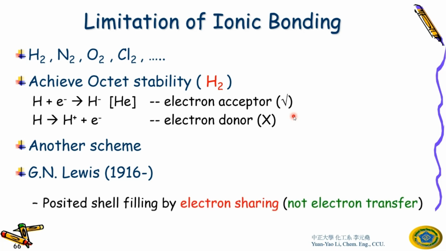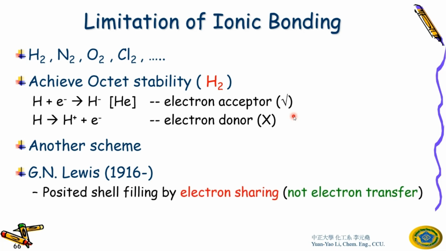And then he thinks, wow, rather than electron transfer from one atom to another, why don't they share the electron together? So he thinks that filling the shell by electron sharing is better than electron transferring. And then he needs to explain why he has this kind of thinking, right?